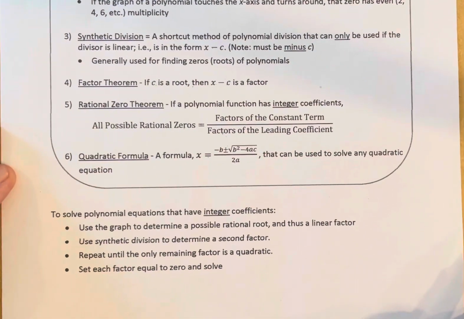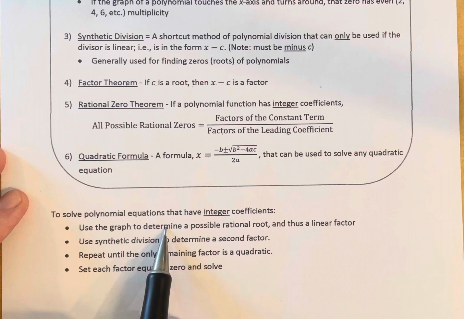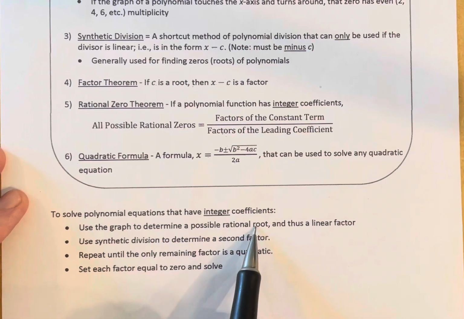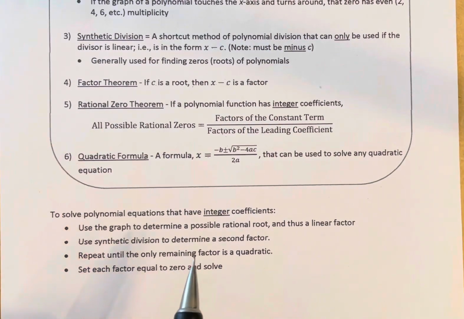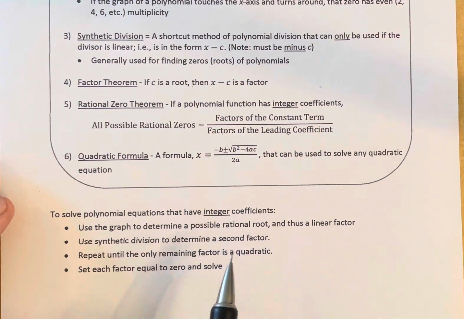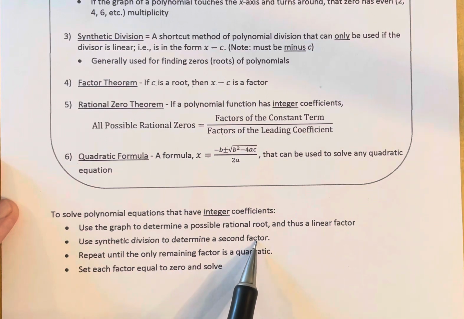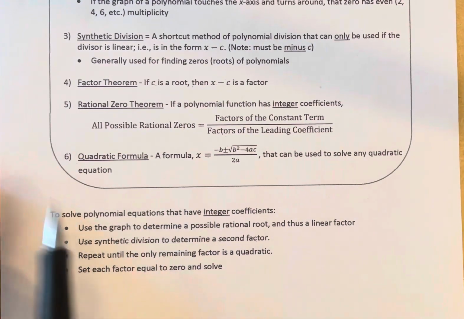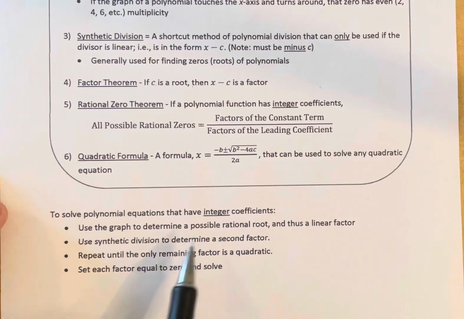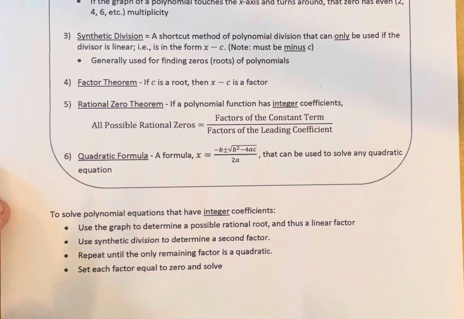Okay, so if these polynomials have integer coefficients, we're going to start off using the graph to determine a possible rational root and thus a linear factor. I believe our example is going to deal with a fourth degree polynomial, and the graph will help us take a look at that. Then we'll use synthetic division to determine a second factor, and then you kind of repeat this. Go back to the graph and see if you've got another rational zero, and then you can factor that one out using synthetic division, etc.